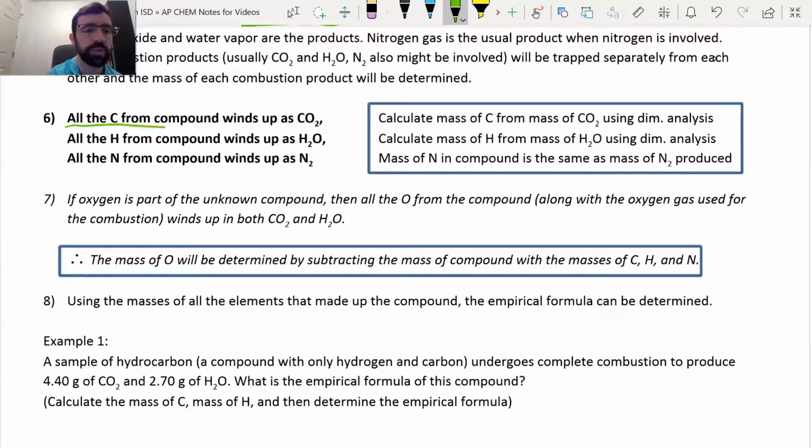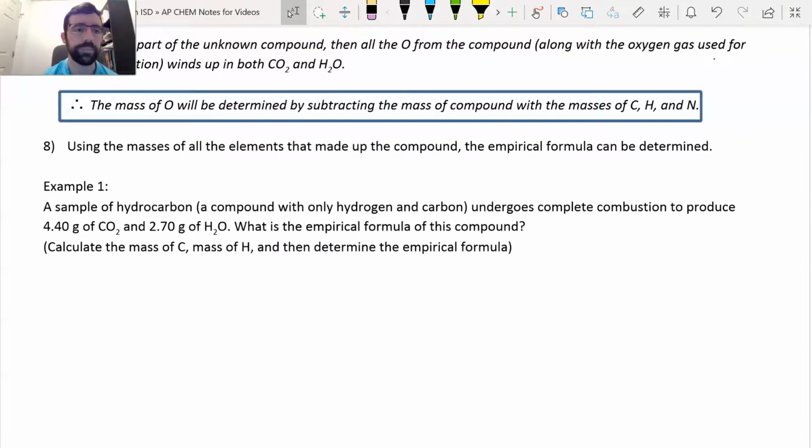All of the carbon from the compound winds up as CO2. We talked about this the other day. All of the H turns into H2O. All of the N turns into N2 if we are doing combustion analysis with a nitrogen compound. So the calculated mass of carbon from carbon dioxide will be the amount of carbon in the hydrocarbon. Same thing for hydrogen in water and nitrogen in the gas nitrogen, N2.